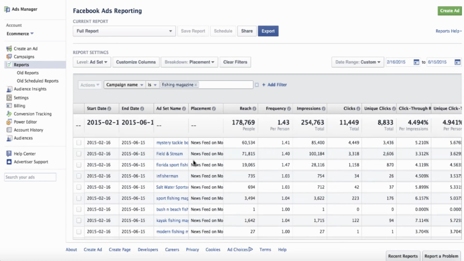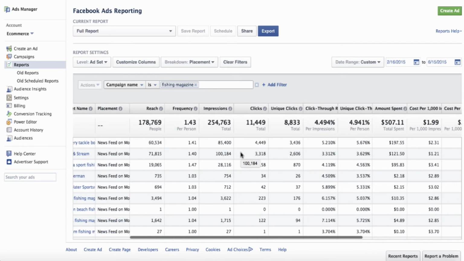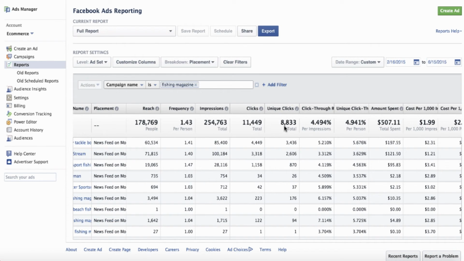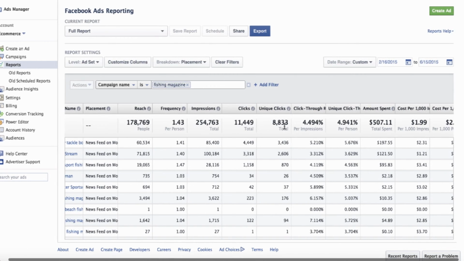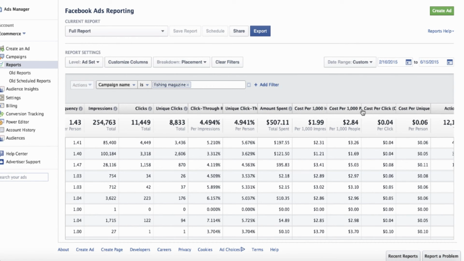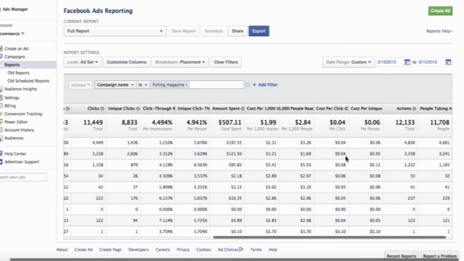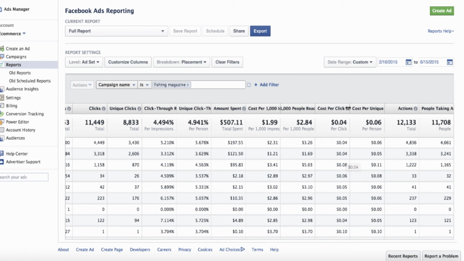Okay, so this report's loading, and I'm just going to kind of give you a top-down view. Over the course of this campaign, it looks like we reached about 178,000 unique people. And we got 8,000 clicks on our ads. Our click-through rate, not the best. We spent about $500. Okay. Now, our cost per 1,000 people reached is $2.84 across the board. Cost per click at 4 cents, and cost per unique click at 6 cents.